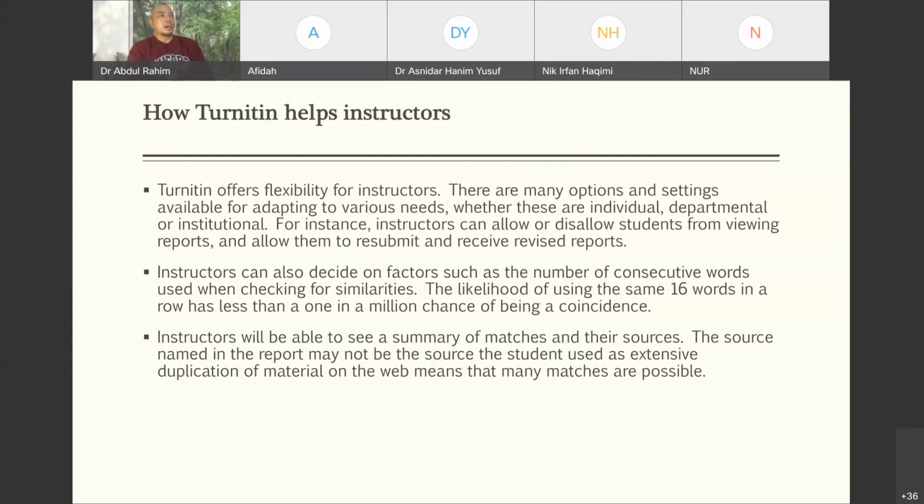Okay. Now, this is the last part before moving to the technical part. How does Turnitin help the instructors? Turnitin offers flexibility for instructors. There are many options and settings available for adapting to various needs, whether for individuals, departmental, or institutional. For instructors, we have access to more functions of the Turnitin software. For instance, instructors can allow or disallow students from viewing the report and allow them to resubmit and receive a revised report. So we have all these functions.